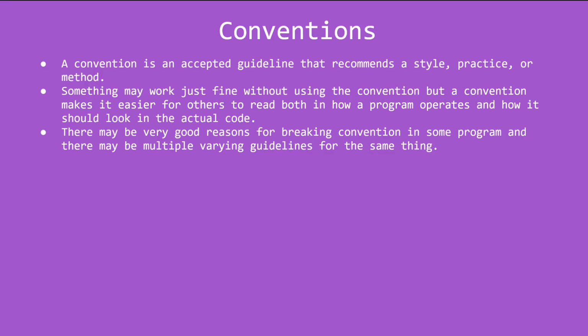Now, we also have a thing that's usually called a convention. It's usually an accepted guideline that recommends a certain style, practice, or method. Something may work just fine without using that convention, but a convention makes it easier for others to read both how the program operates and how it should look in the actual code. But there may be very good reasons for breaking convention in some part of a program, and there may be multiple guidelines that vary or conflict with each other for the same thing.